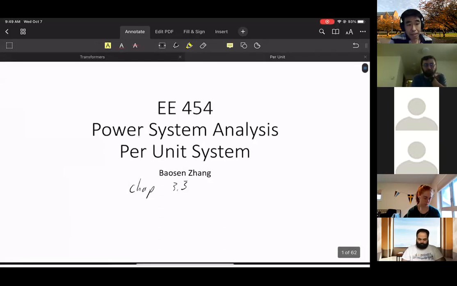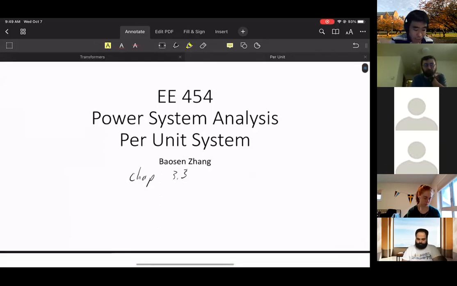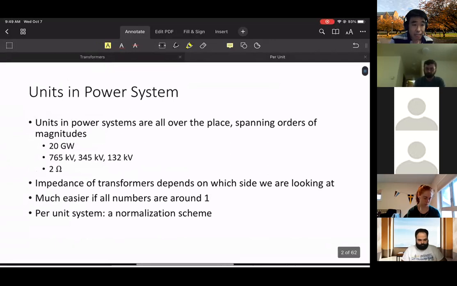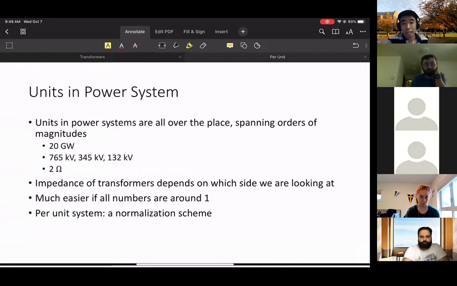And per unit also deals with the following, at a higher level: units in the power system really are all over the place. When we talk about generation in a large system, we talk about gigawatts or hundreds of megawatts. We talk about voltages, hundreds of kilovolts. We talk about loads, we talk about ohms.